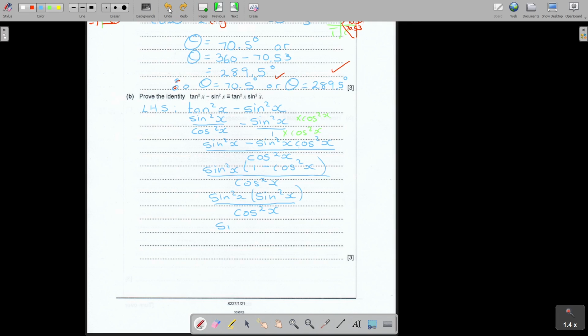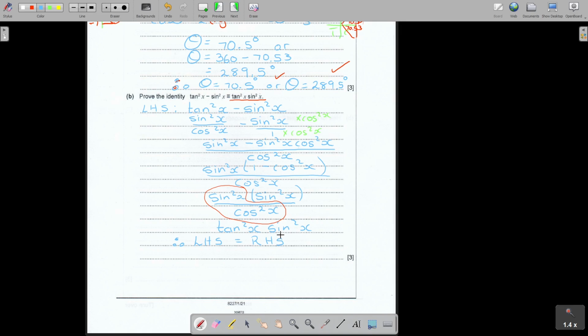Now, from here, I must start to look up. I look at this side there. Do you see what I see? I can go back to my tan. So this can become what again? Tan squared x and then sin squared x. If I look up now, that's excellent. Now the left-hand side is equal, so therefore, the left-hand side equals the right-hand side. And that's how I do it.